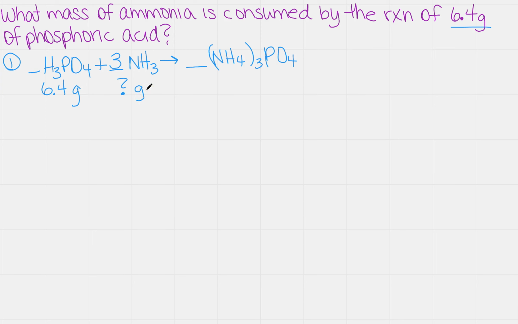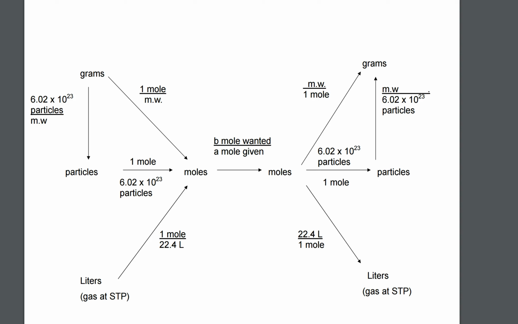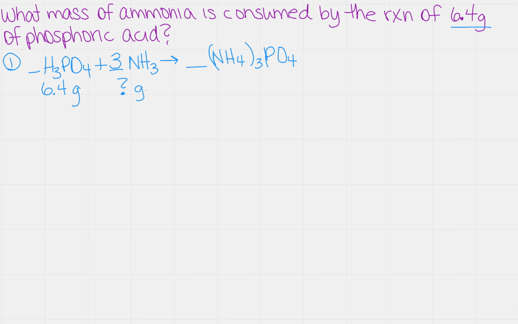So you notice I showed you the top of that chart. So I'm starting right here, and now I need to go down to moles. So when in doubt, you always convert to moles first. So I'm going to convert my grams of phosphoric acid. So I've got 6.4 grams of phosphoric acid.